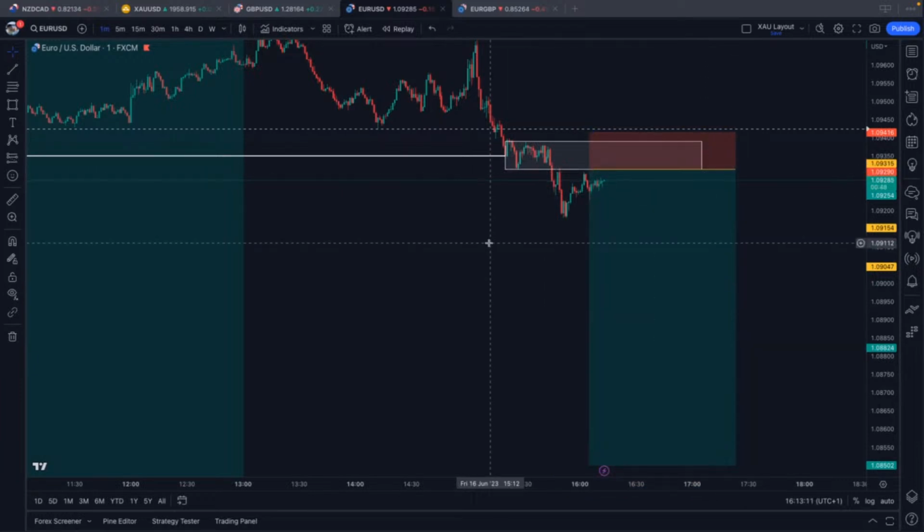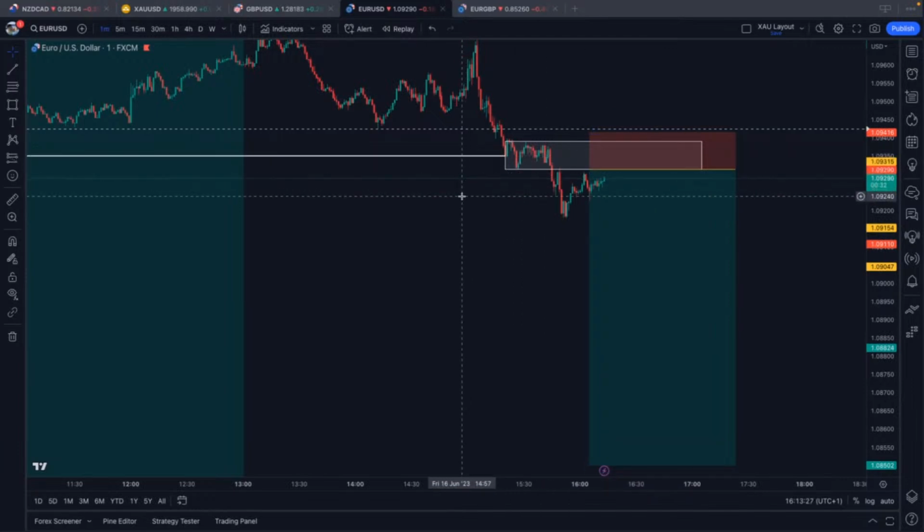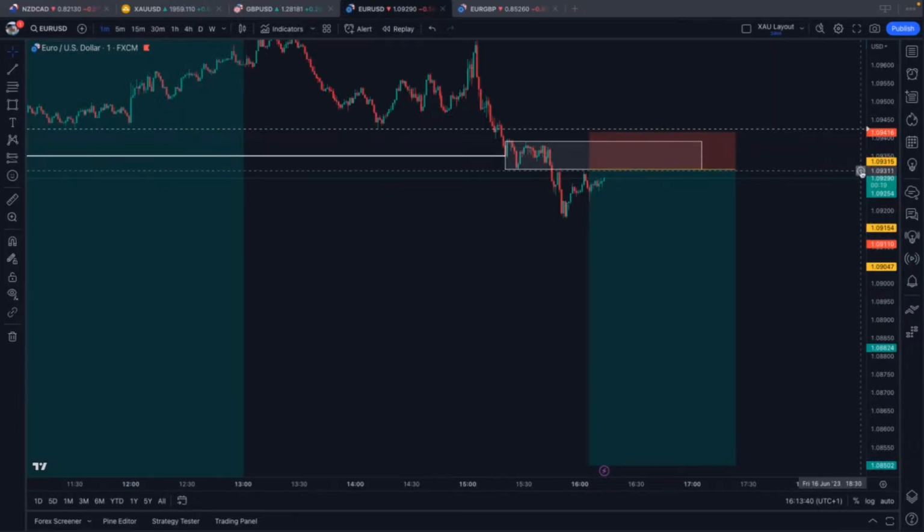And the good thing with this as well, if we did get involved from here, is because we have a 10 pip stop loss, we could look to implement further risk management, moving our stop loss to entry and taking partials throughout our positions. Obviously, it's important that we do that. But let's just see how price plays out. Set alerts there. Perfect.